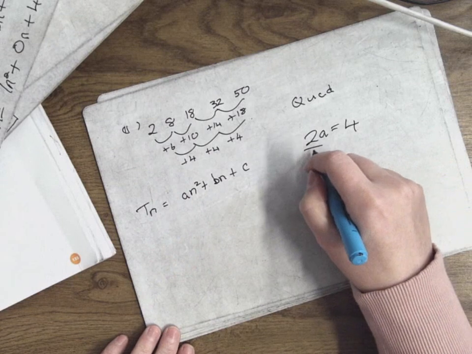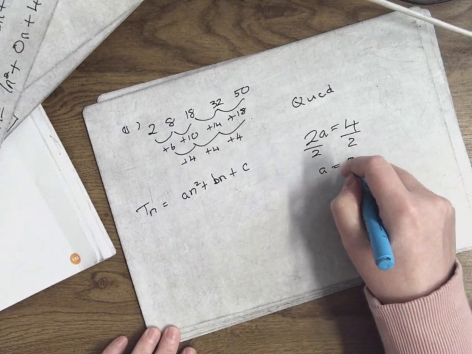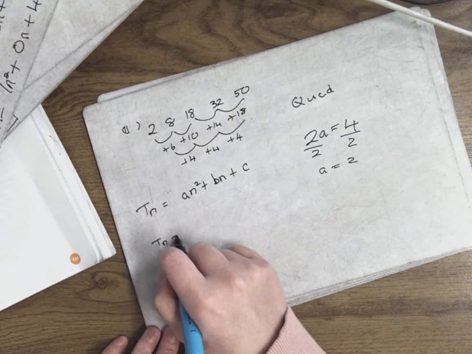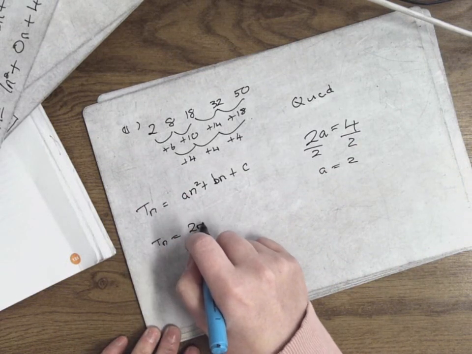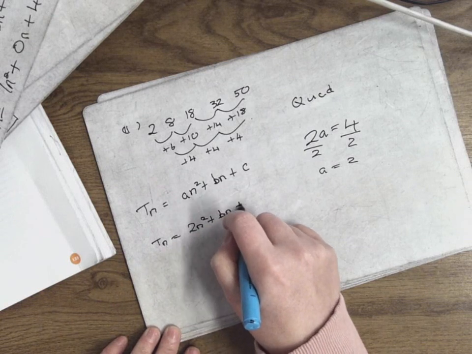So then you divide each side by 2, and you'll find out that a is equal to 2. So you know that that number there is equal to 2. So you're 1/3 of the way there, because you've figured out what a is. Now you have to figure out what b is and what c is.